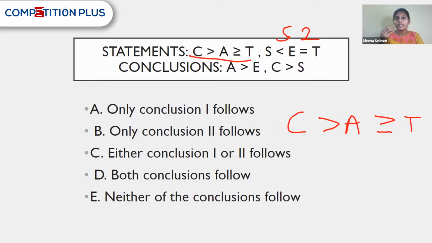Statement, as I told you earlier, is nothing but something which you define, which you say. Our work is to cross check whether the conclusions given abide by your statement. So look at your conclusion. You have two conclusions here. In these two conclusions, you have the letters of your statement, like A greater than E, C greater than S. So we have to just check whether A is greater than E in the given statement or not. If it is yes, then the answer is true. If it is no, then the answer is false.